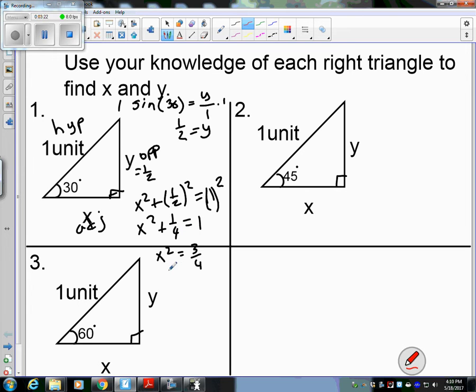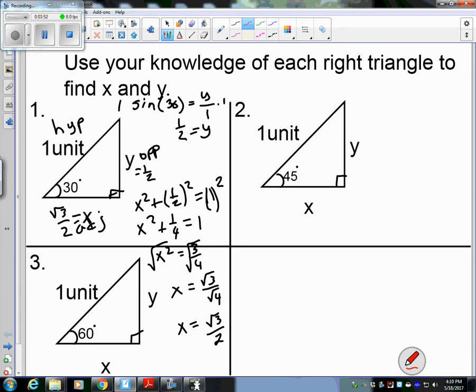And you square root both sides. When you simplify this, you get the square root of 3 over the square root of 4. You can never have a square root in the denominator, so we've got to get rid of it. In this case, it's just a perfect square: the square root of 4 is 2. So that's good. Square root of 3 over 2 is what x is going to equal here.